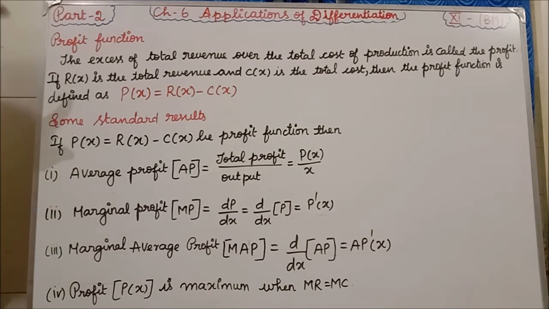Because based on this profit function only, we are now going to start exercise 6.1. The remaining problems we are going to see. Clear? Now we'll start exercise 6.1.